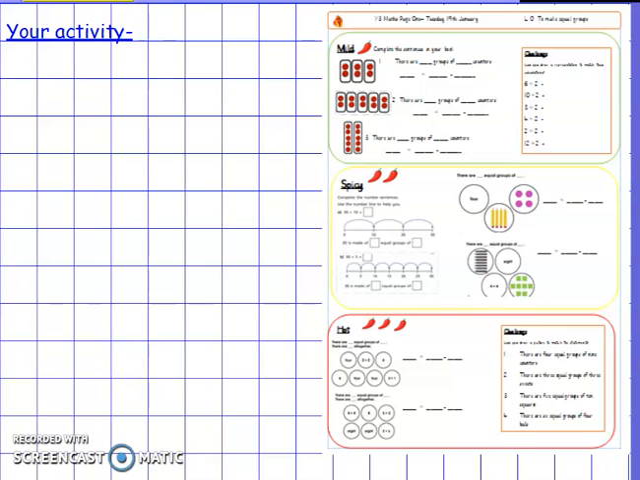Choose the challenge that you feel comfortable with. If it feels a little bit hard, maybe step back to the challenge before it, and if you finish it, you can move up your challenge. On the back of your sheet are some reasoning problems for you to work through. Don't forget to hand your work in on Friday for your teachers to mark.